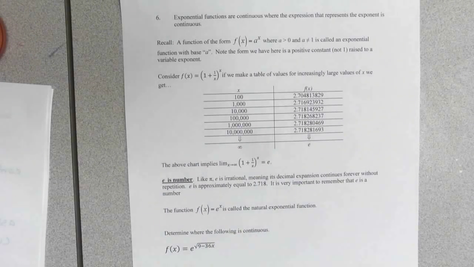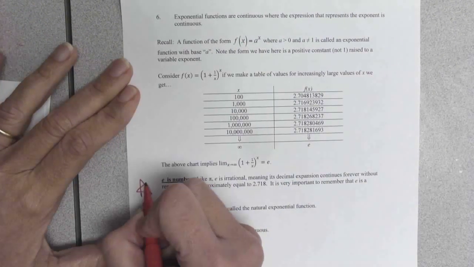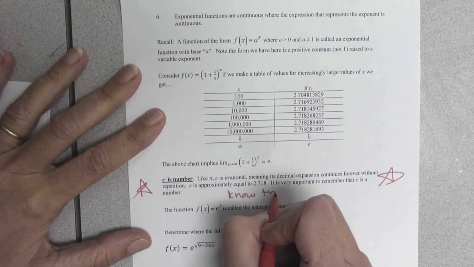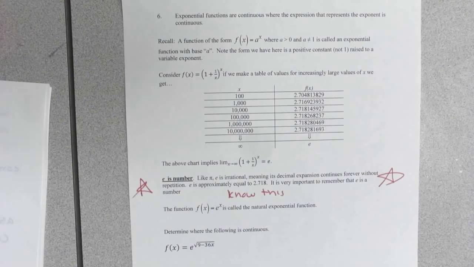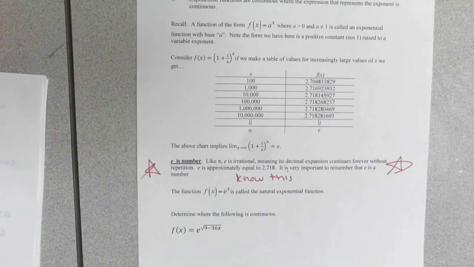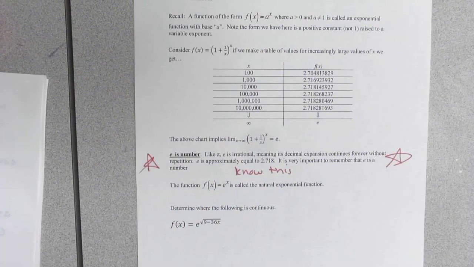Now you do not have to remember how we came up with that number e. What you do need to remember is this. Know this. e is a number. Like pi, e is irrational, meaning its decimal approximation continues forever without repetition. e is approximately equal to 2.718. It is very important to remember that e is a number. The function f of x equals e to the x is called the natural exponential function. So e is going to creep up a lot.